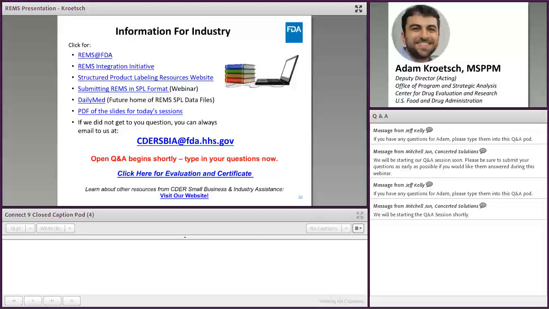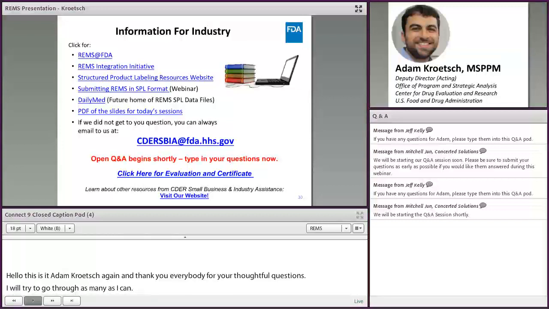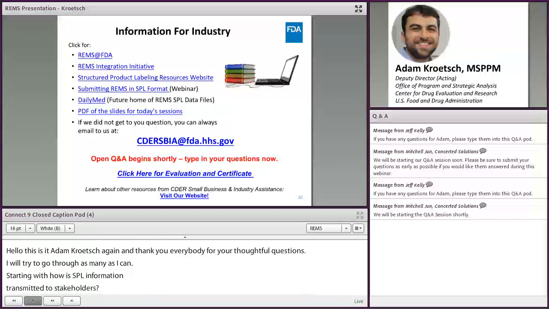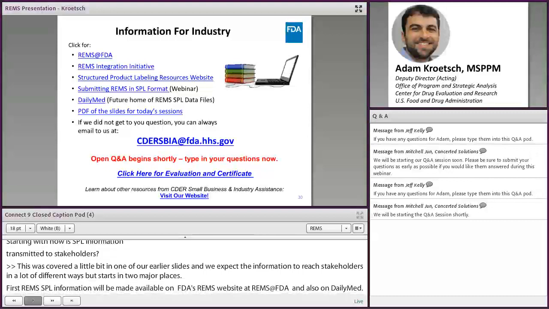Starting with, how is SPL information transmitted to stakeholders? This was covered a little bit in one of our earlier slides. We expect that information to reach stakeholders in a lot of different ways, but it starts from probably 2 major places. First, REMS SPL information will be made available on FDA's REMS website, REMS at FDA. And second, it will be made available on DailyMed. The DailyMed information is primarily geared towards use by healthcare IT vendors and data providers who then can integrate that information into their respective systems.